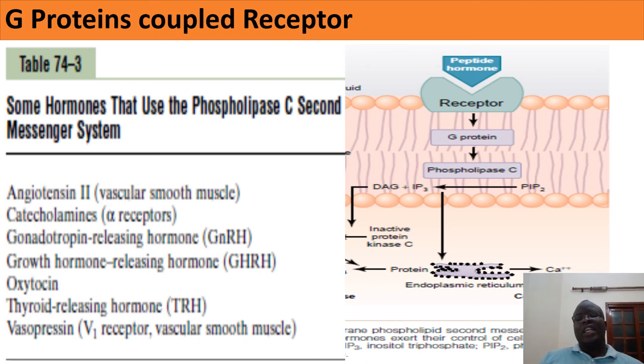Vasopressin is the other name for ADH, antidiuretic hormone. So if it's functioning on the smooth muscle cells or the blood vessels, it is called vasopressin or arginine vasopressin. It's going to act via the V1 receptors, but in the renal physiology, if you remember, I told you that the same ADH is going to bind to V2 receptors.